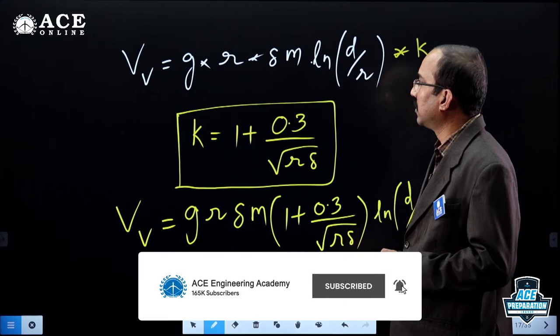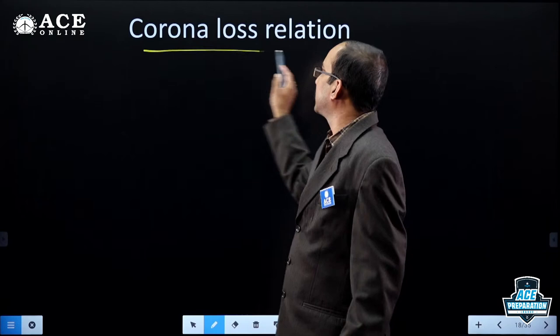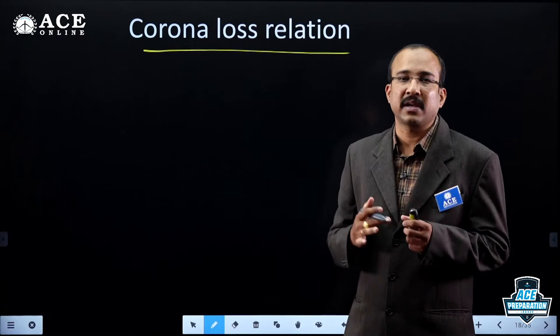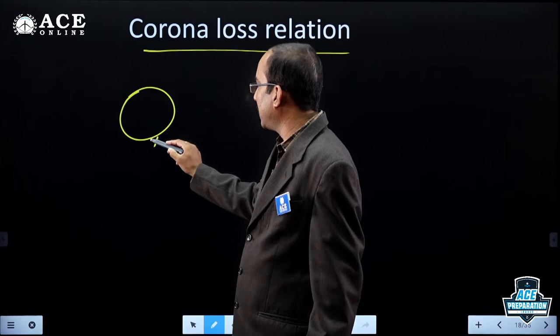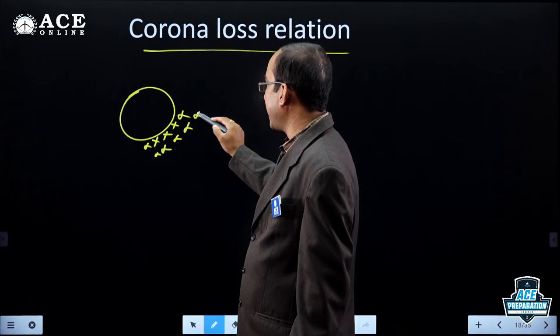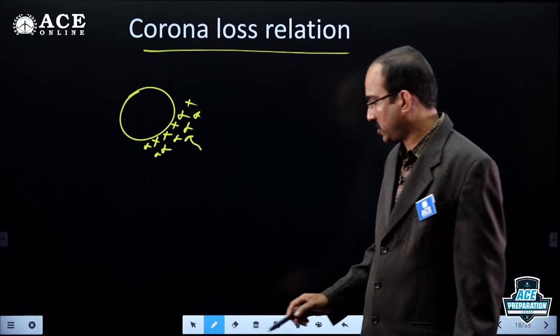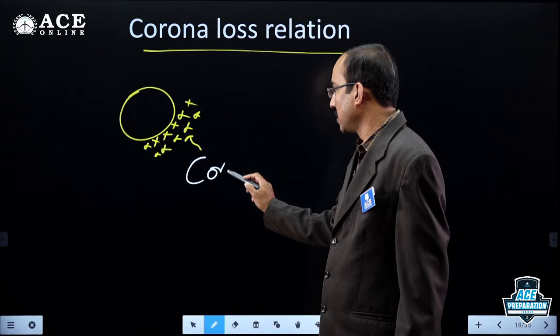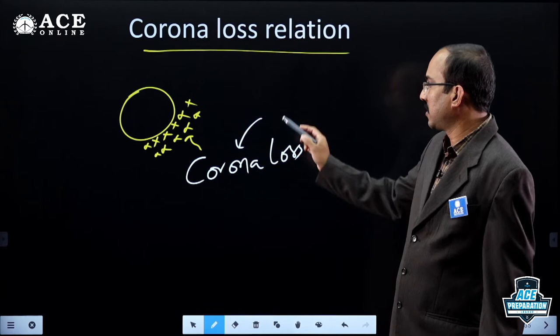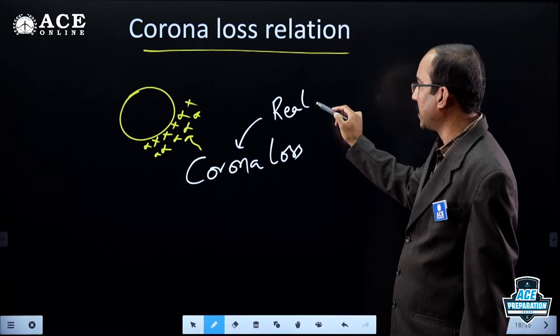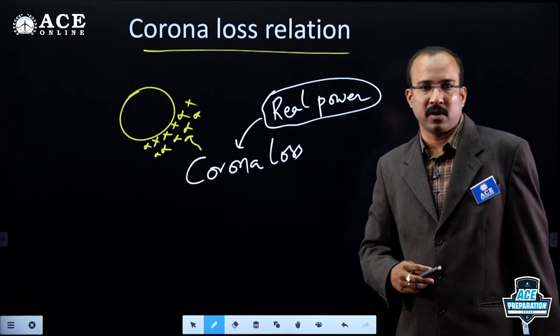Now, coming to the next point. What is the effect of corona? What happens when corona takes place? Whenever corona has been initiated, there will be corona loss. Due to occurrence of corona, there is corona loss. Is it real power loss or reactive power loss? Real power loss. Corona will result in real power loss. Due to that, efficiency gets reduced.